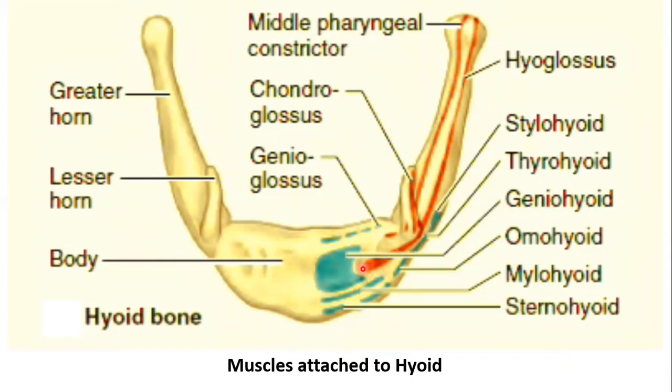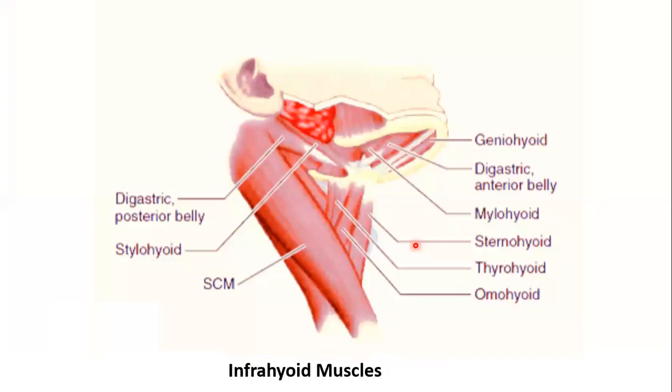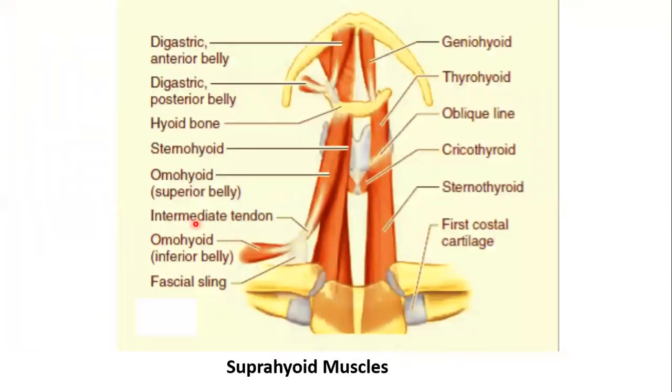The hyoid bone with the muscles on it. I showed you the suprahyoid muscle and some of the infrahyoid muscles that are also attached to it. So what about the origin of the sternohyoid? First of all, we'll talk about the sternohyoid. This is the sternohyoid muscle.